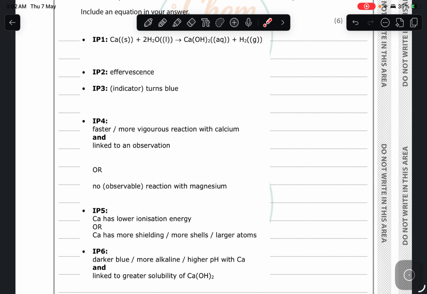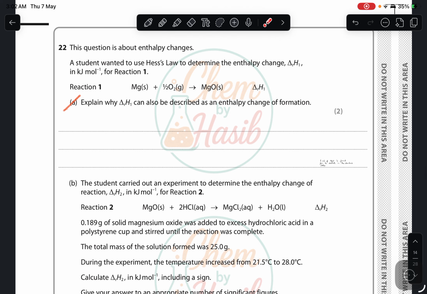Then we move on to question number 22. It says, why can del RH1 also be described as an enthalpy change of formation? Because this reaction produces 1 mole of magnesium oxide, which is produced from its elements in the standard state. Whenever 1 mole of a substance is formed from its elements in the standard state, it is known as enthalpy change of formation, right? Because this reaction produces 1 mole of magnesium oxide, formed from its elements, and the elements are in the standard state.